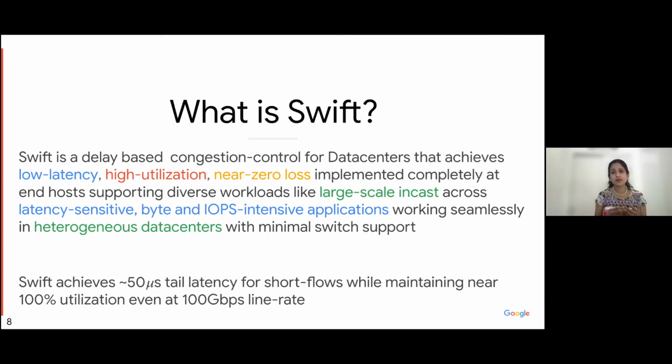The two main drivers that actually motivated us to invest in Swift and come up with Swift. The first is performance, tail performance of short flows, motivated by the needs of resource disaggregation. And second is CPU efficiency. Even as we go to 200 gigabits per second, it's important for us to be able to operate transports and congestion control efficiently CPU-wise.